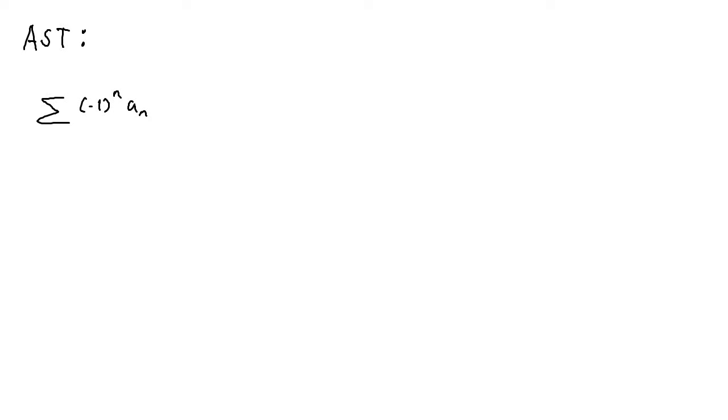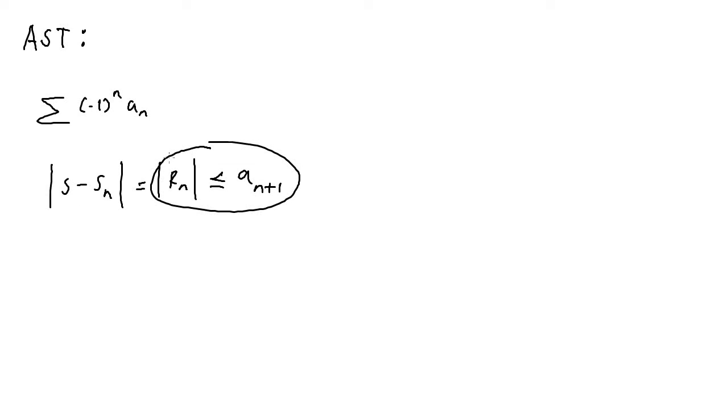Now similar to the integral test, we need to make sure that this series converges first, then we can find the remainder. The remainder theorem for the AST states that the absolute value of the sum minus the partial sum is equal to the absolute value of the remainder, and the absolute value of the remainder is less than or equal to a sub n plus 1. So really we don't even need to focus on the sum minus the partial sum. All we need to focus on is the remainder being less than or equal to a sub n plus 1, or the absolute value of the remainder.